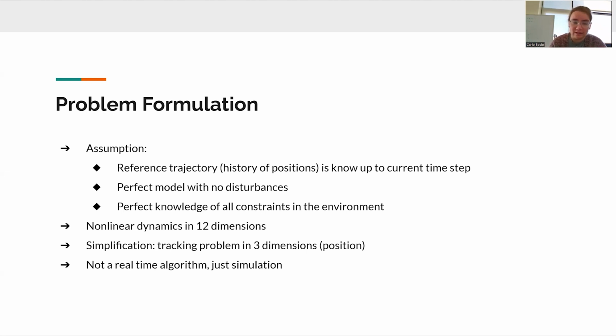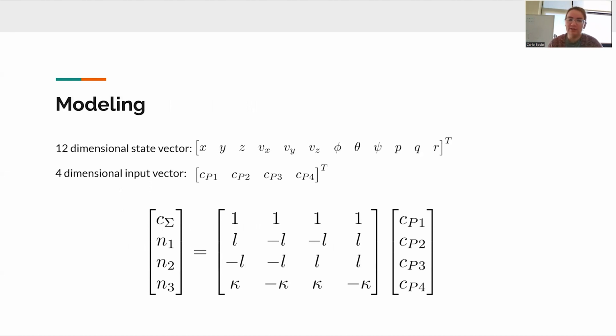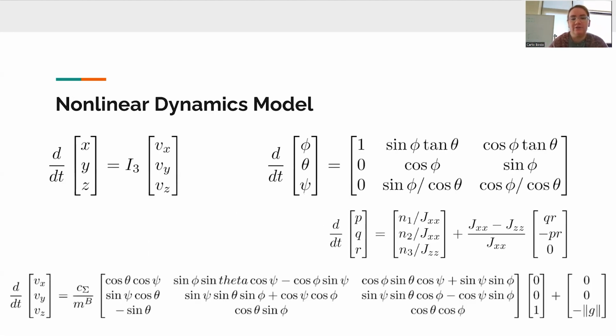We used a nonlinear dynamics model in 12 dimensions, but simplified the tracking problem to only include 3 dimensions of position. We implemented this not in real time, but just in simulation. Here's the 12-dimensional state vector, as well as the 4-dimensional input vector, which is the propeller forces on all 4 propellers. And at the bottom of the slide is the mixer for using this as the input vector. This slide shows the nonlinear dynamics model, which we used. Another option could have been to linearize this every n time steps, but we were interested in exploring the nonlinear dynamics and how they affected the problem.